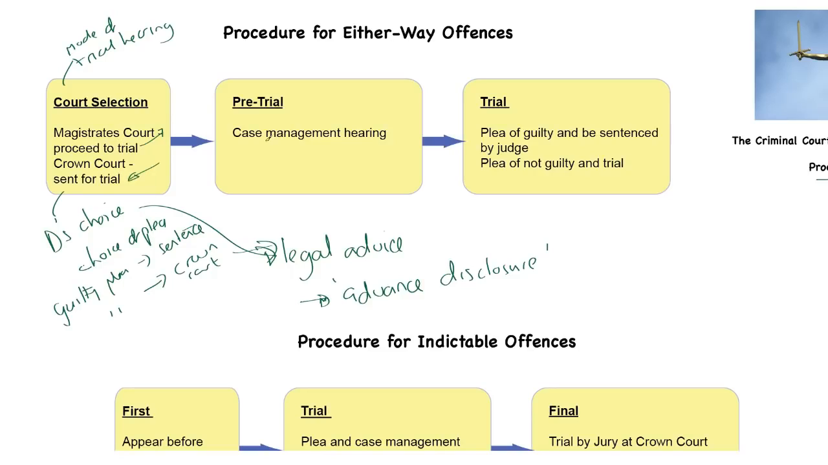If it's sent for trial, there will need to be a case management hearing because the Crown Court sits less frequently, it's busier, it listens to longer cases, so the planning has to be far more careful. And at the trial, there is then either a plea of guilty and we go straight to sentencing by the judge, or a plea of not guilty and we go to trial by jury. Okay, so that's the either way offence.